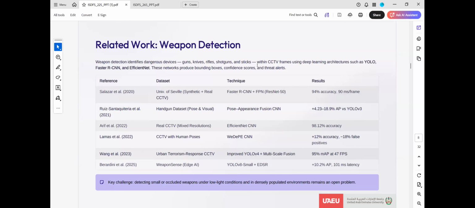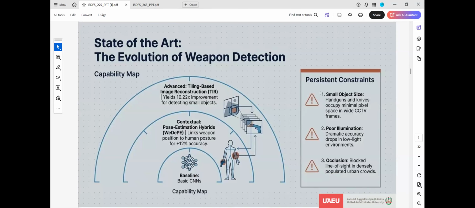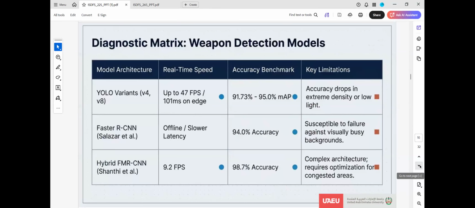And these are the weapon detection related works. We have taken plenty of papers, but we have given a short selection for your notice. A lot of people have already implemented their techniques and got relevant results. For example, the first authors took real-time datasets and applied Faster R-CNN and FPN. They got 94% accuracy and 90 ms per frame. Similarly, each one has its own techniques and results. In this one, they used YOLO variants and got good accuracy. But what is the key limitation? Accuracy drops in low lighting conditions.